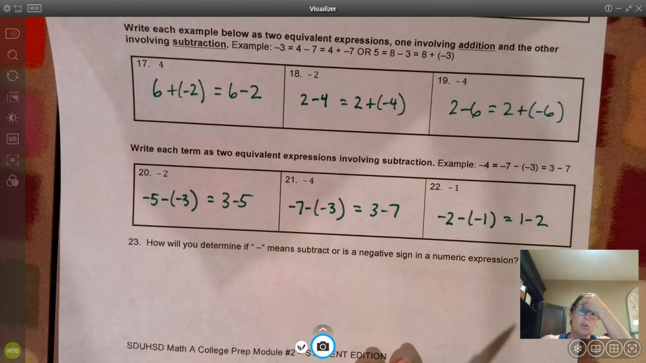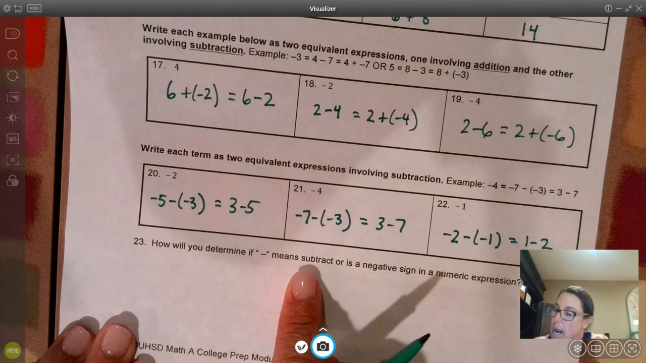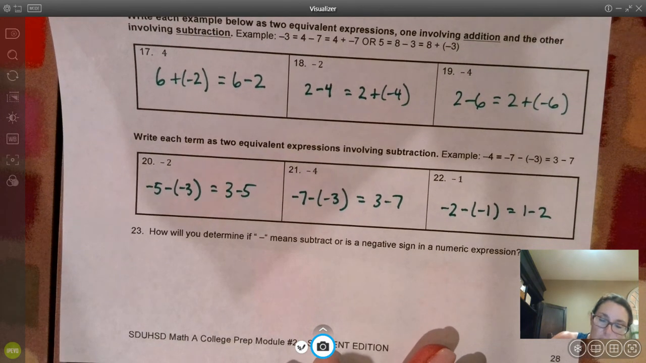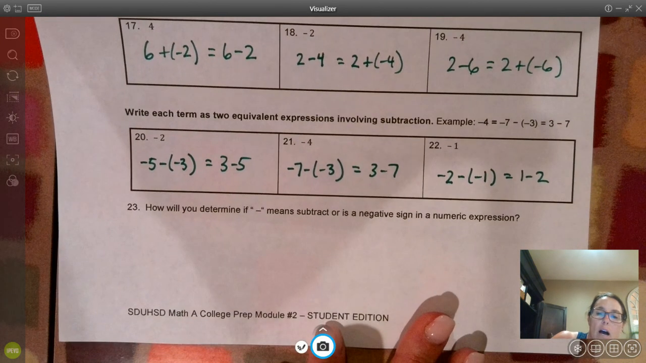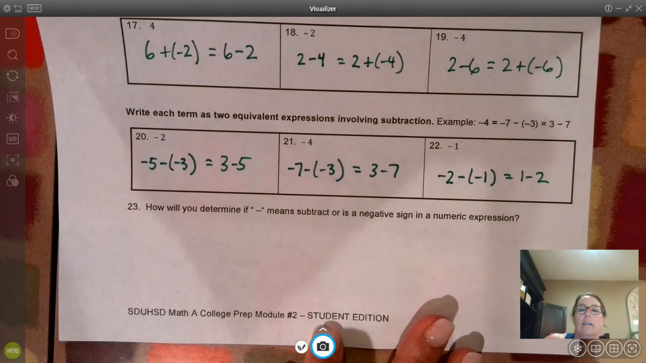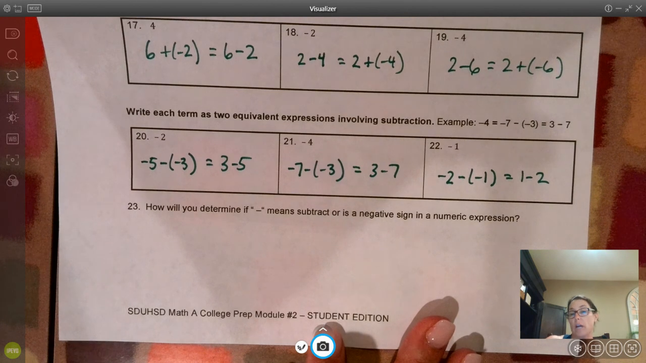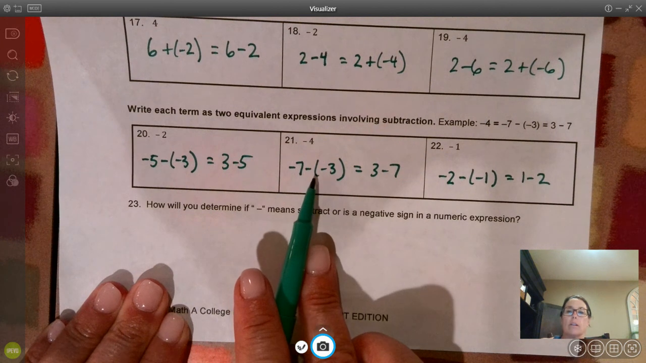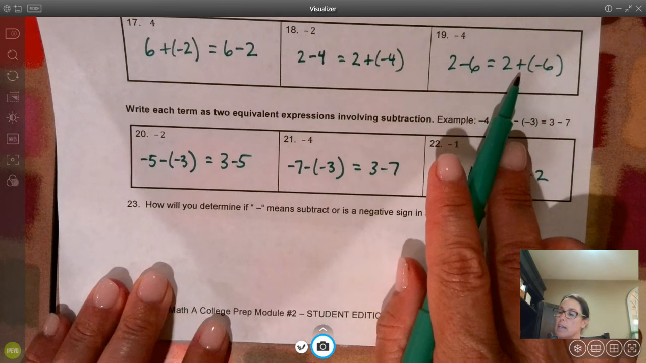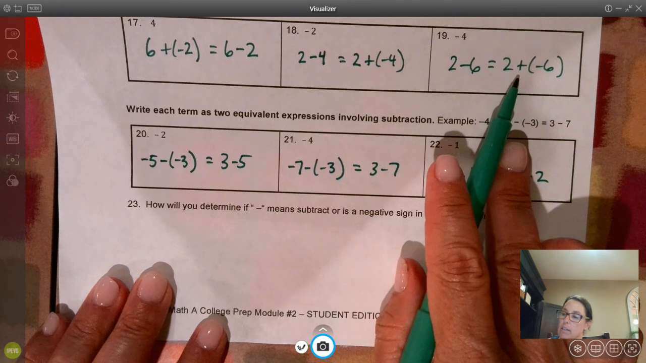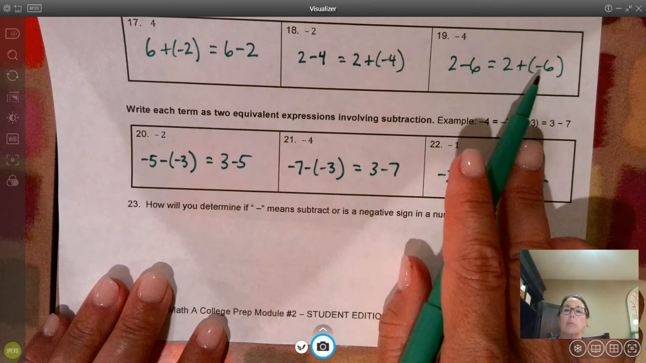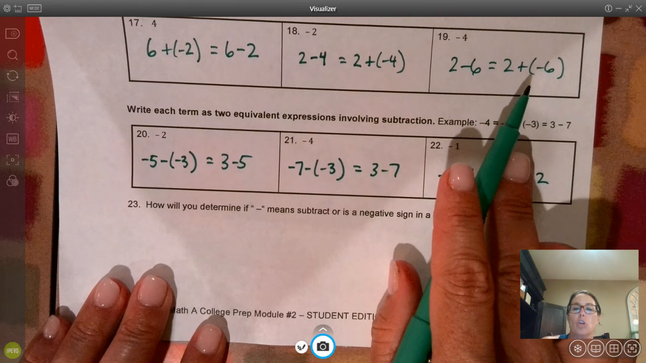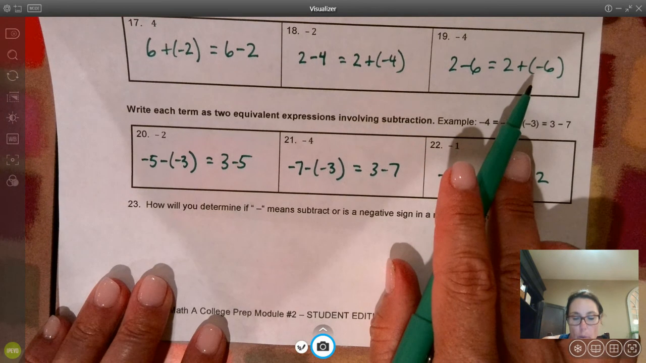All right, how will you determine if this symbol means subtract or if it's a negative sign? Okay, so a couple things to talk about. Usually, if it is a negative sign with a subtraction sign, you'll have parentheses like this. Okay, usually if it's an addition sign with a negative number, you'll have parentheses. Do you have to? No, but it's helpful for the human eye to see it better that way.